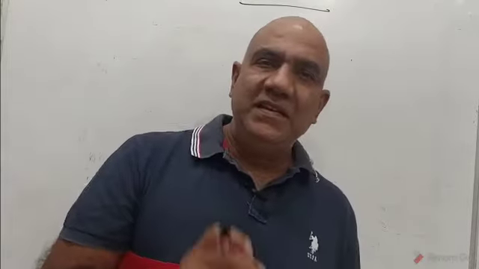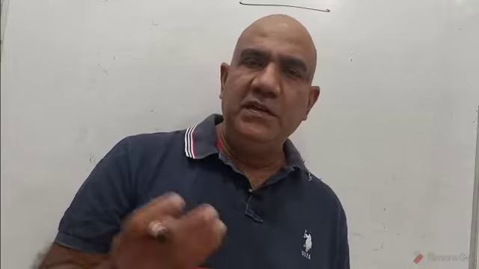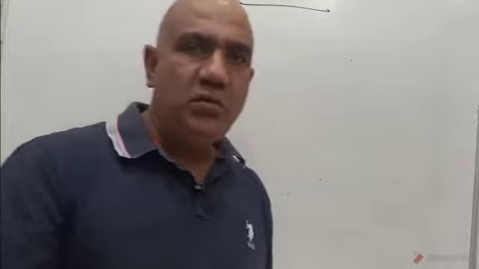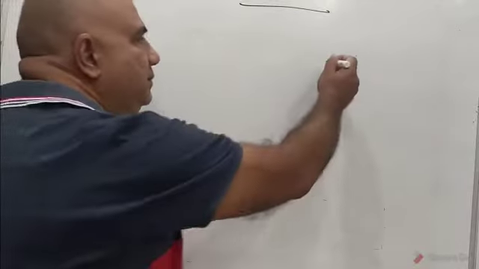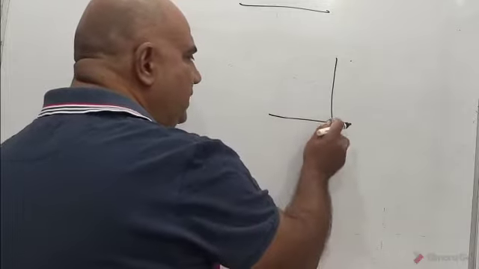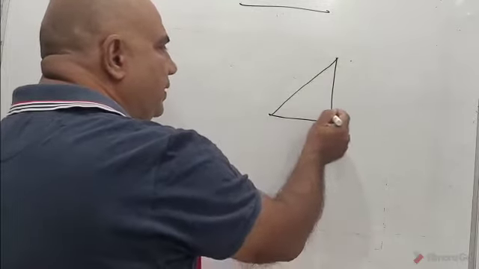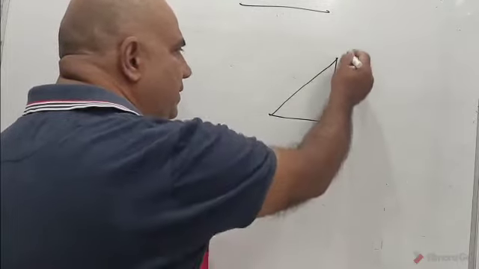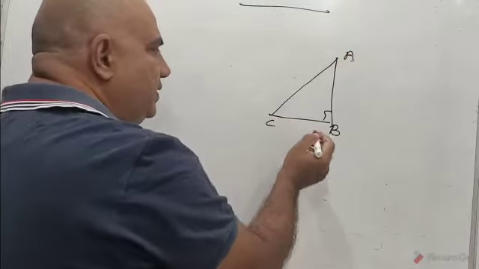Hello students, in this class we are going to learn how to find the trigonometric identities: sin square theta plus cos square theta is equal to 1, or cosec square theta is equal to 1 plus cot square theta, and all that. So for that let us draw this triangle ABC, right angle at B, this is A and this is C.